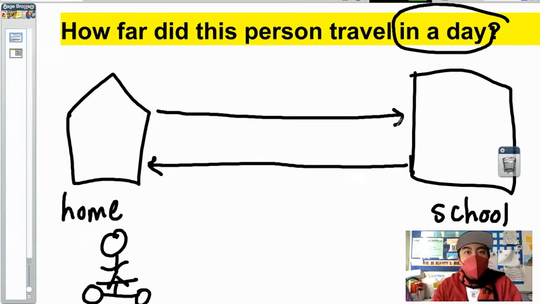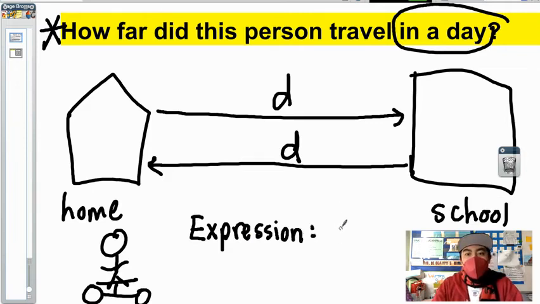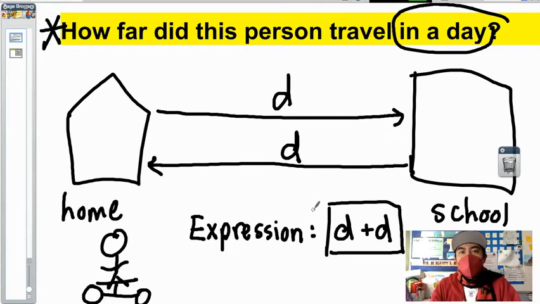And remember this. How far is it from home to school? Well, we don't know. No one's gonna tell us. It's just the letter D. And to go from school back to home, how far is it? Well, it's also going to be the letter D. So if I ask you this question right here at the top, how far did this person travel in a day? Your algebraic expression might be d plus d, right? Because you're putting those two d's together. So this is an answer, but what's another answer? What's another expression?